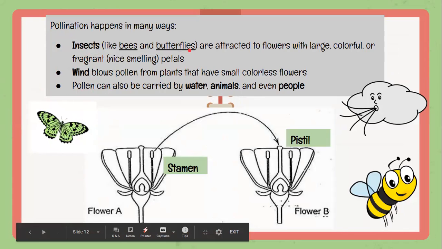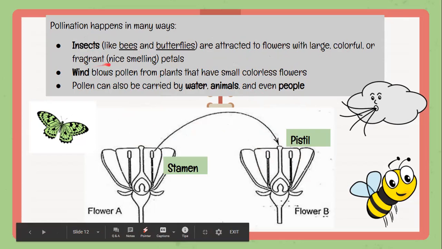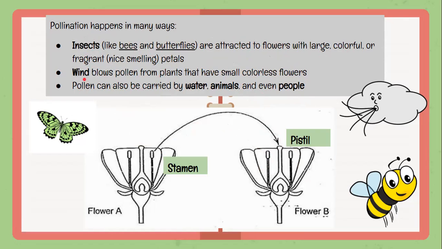So pollination happens in many ways. Insects like bees and butterflies are attracted to flowers. Remember we talked about the flower parts. They are attracted to flowers with large, colorful, fragrant, nice-smelling petals. So that's why the insects come and take the pollen, and then they drop the pollen off without noticing. Then the wind is another way: the wind blows pollen from plants that have small, colorless flowers. Pollen can also be carried by water, animals, and even people.